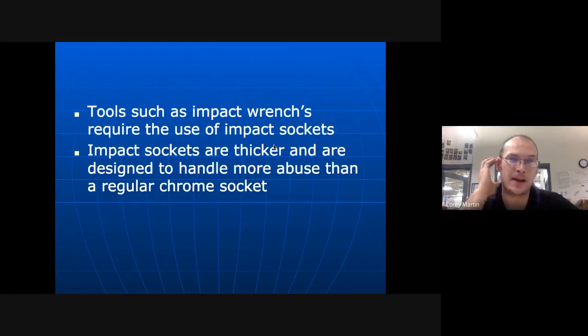Tools such as impact wrenches require the use of impact sockets, and there are certain situations where this cannot be done. So I'll give you an example. Impact sockets are black, they're thicker, and they're heavier duty, and they're designed to take a beating. Chrome sockets are thin, they're chrome plated, and they're not designed to take a beating. But here's a perfect example of when you may have to break that rule.